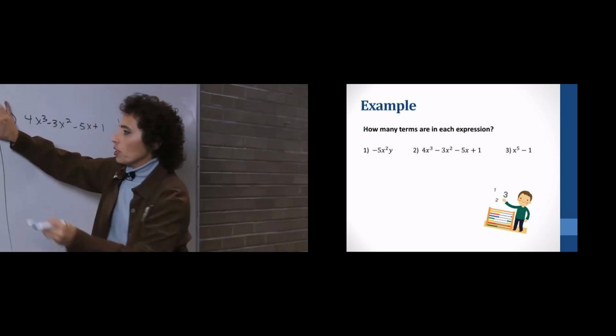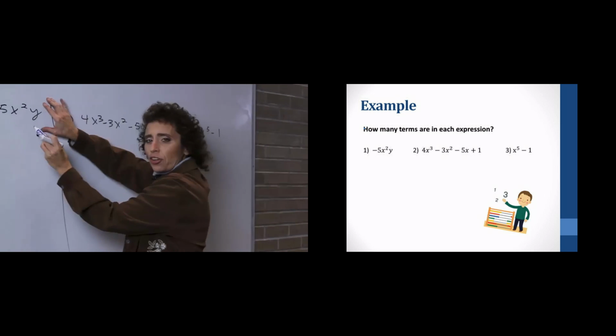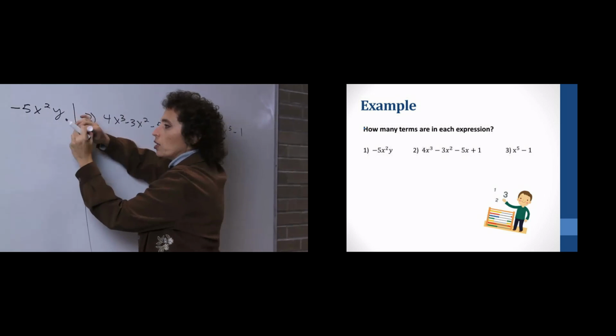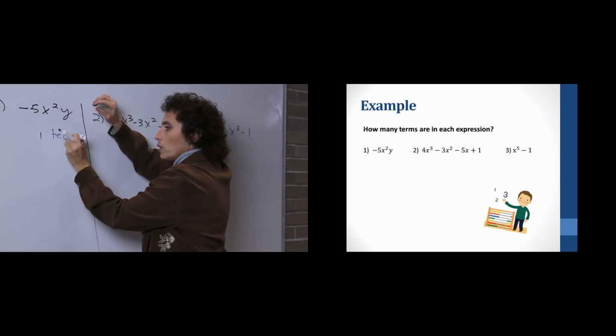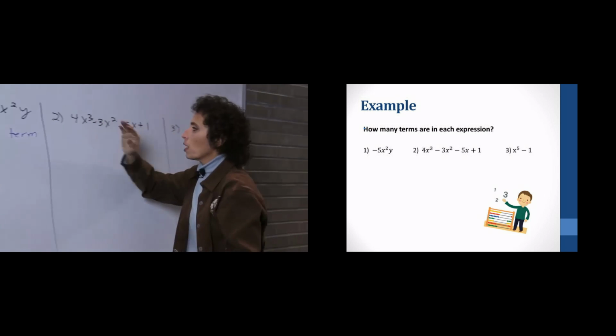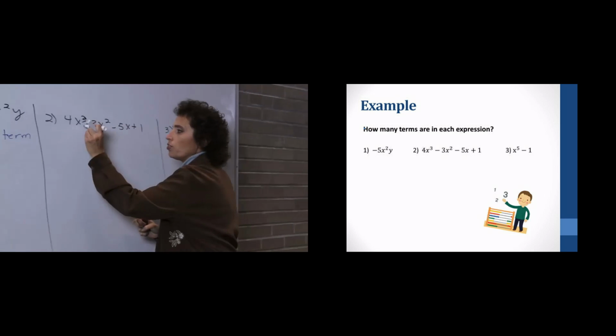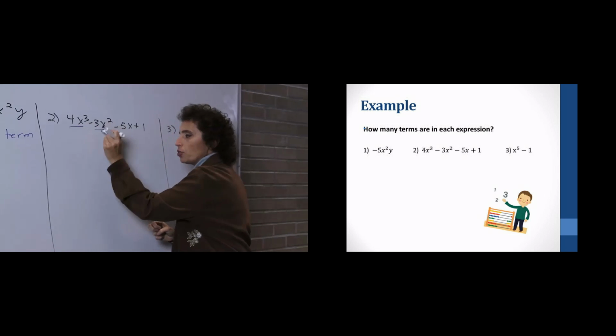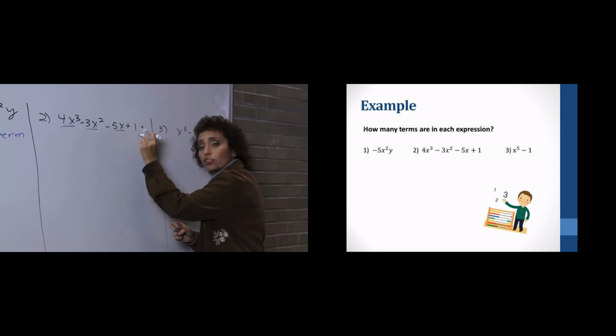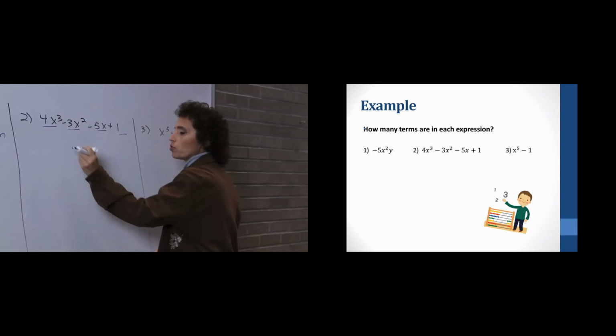I look at this, and I see these are all attached by multiplication. There's no plus or minus in here, so this is one term. I look here, every time I see a plus or a minus, I have a new term. So this is one term. See a minus, new term, plus, new term. So there are 4 terms here.